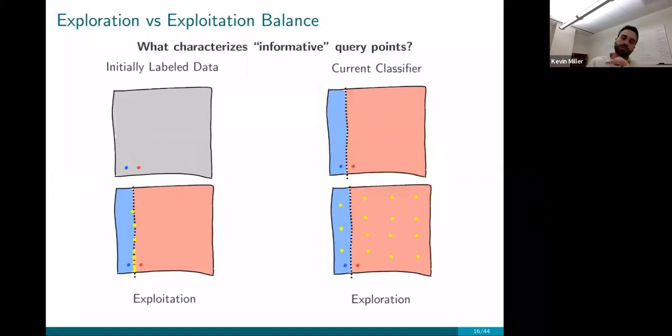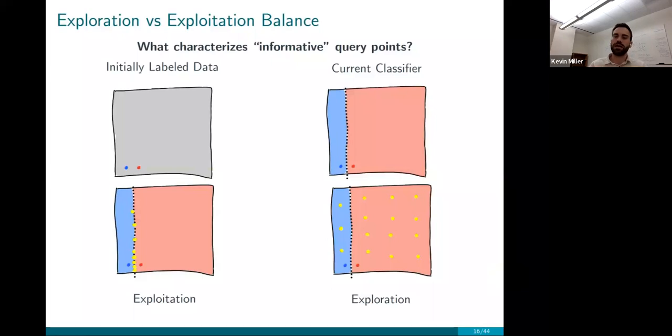Exploitation would be characterized as selecting query points, shown here as yellow dots, along the decision boundary of our current classifier. In a sense, exploiting what we believe to be the true ground truth decision boundaries. But this is just the current classifier's inference as to the true decision boundaries. Exploration, on the other hand, would be characterized as choosing query points that are more spread out over the extent of our data set, potentially farther away from the currently labeled points.